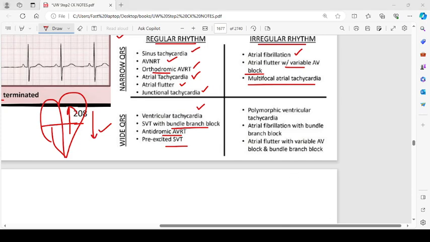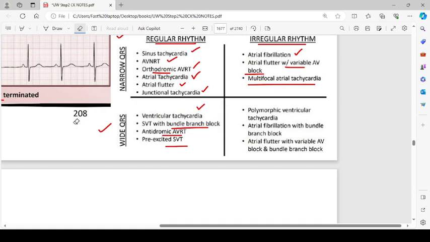Yes, I think it is so. Actually, orthodromic means the normal pathway, right? The impulses move from the AV node to the ventricles and then they come back. So this is orthodromic. But if the reverse is happening, if instead of coming back from the ventricles to the atria, the impulses start going from the atria to the ventricles, this is antidromic. So this is the concept.